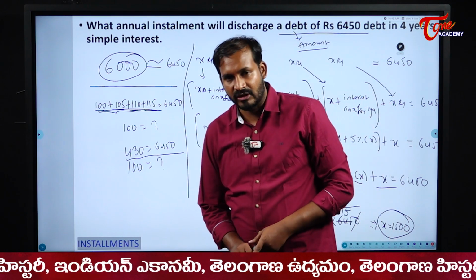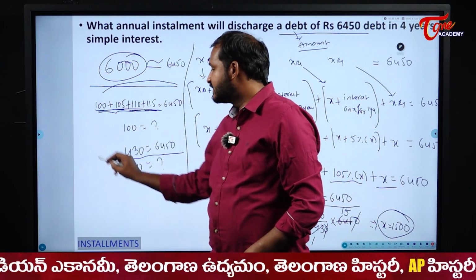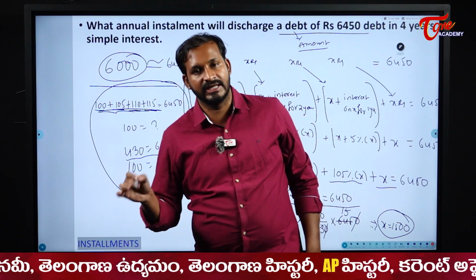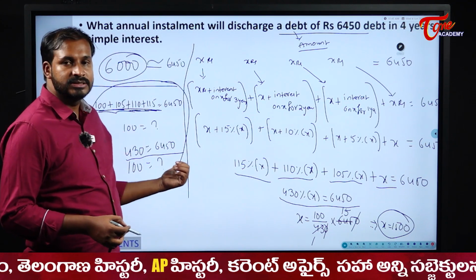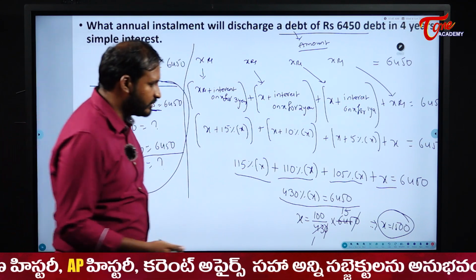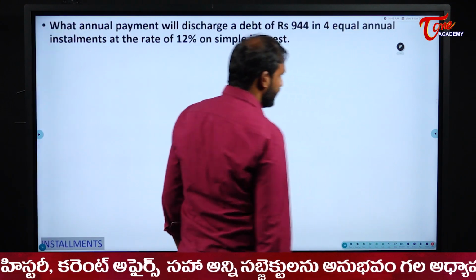So the simple shortcut method for simple interest is simply keep on adding those percentages, 5% and so on successively, then that should be equal to some 6450. Now we will solve 2 to 3 examples so that you will get a clear idea.